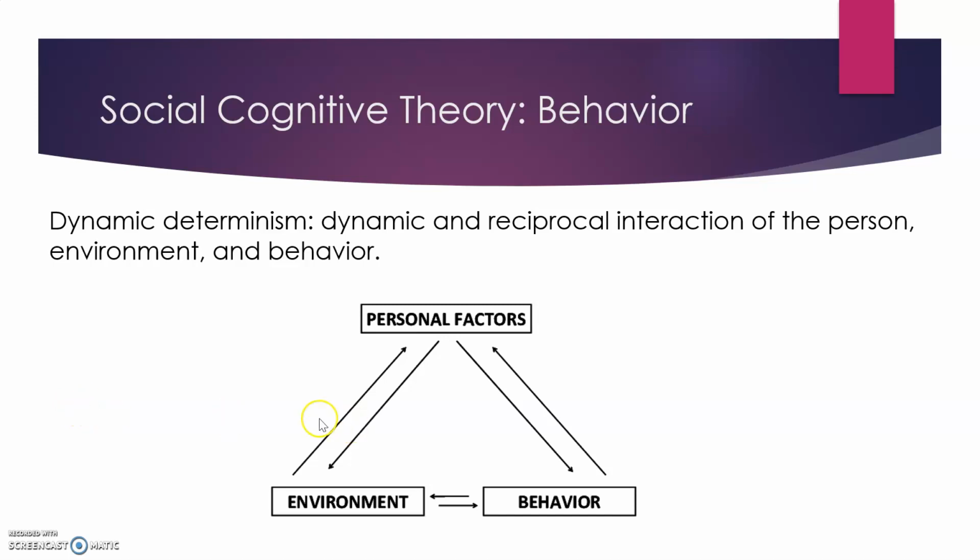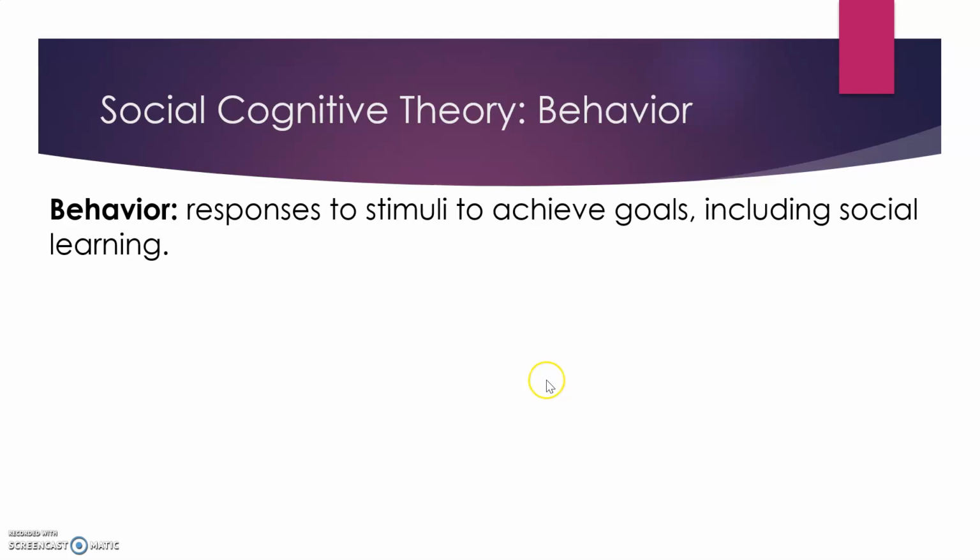Okay, we've talked about this personal factor in this dynamic determinism model. Let's move to the second factor, which is behavior. By behavior in this model's context, we are talking about the responses to stimuli in the environment to achieve a goal, including social learning.